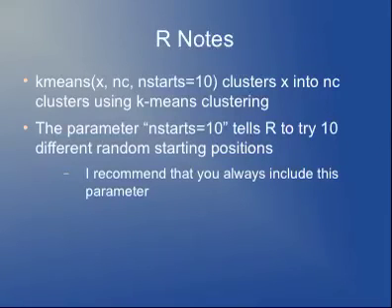So, in general, if you say kmeans with the data set x, number of clusters nc, number of starts, that will cluster your data x into nc clusters using k-means clustering. And this parameter nstart equals 10 will tell R to try 10 different random starting positions. My personal recommendation is that anytime you use k-means clustering, you should always include nstart equals 10. The default is 1, but you'll almost always get better results if you use 10 different random starts rather than just 1.